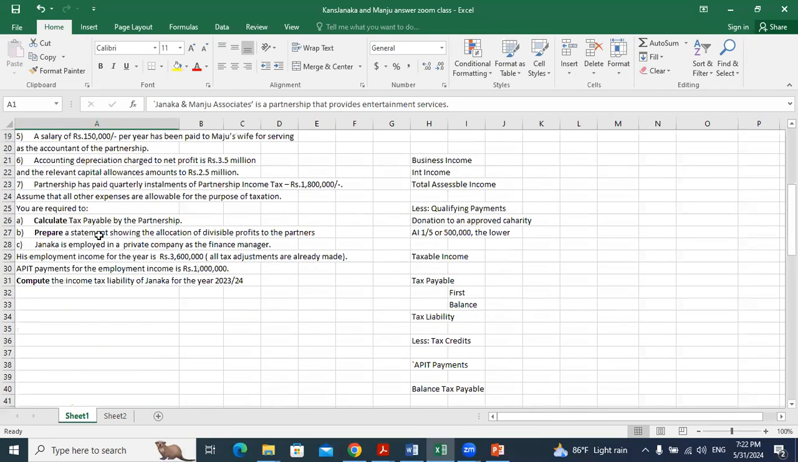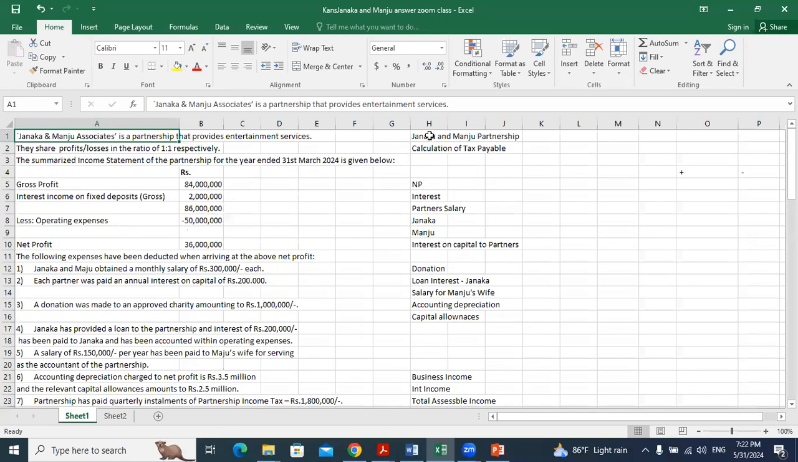But in the first one, calculate the tax payable by the partnership. So this is Janak and Manju Associates. Calculation of tax payable for the year of assessment 2023-24. All right, let's see the case. Thereafter, we start from the net profit of the partnership. This is the net profit. Net profit is 36 million. So we'll have this.